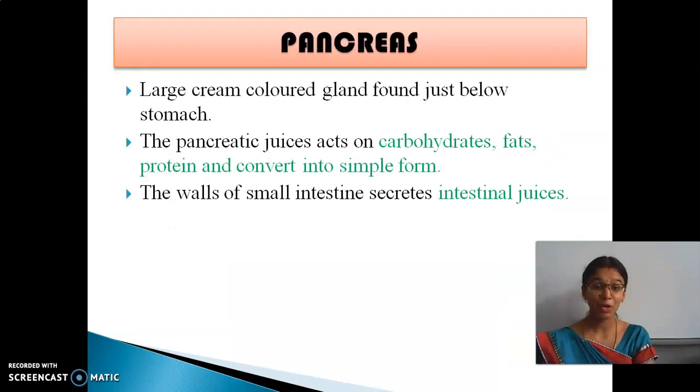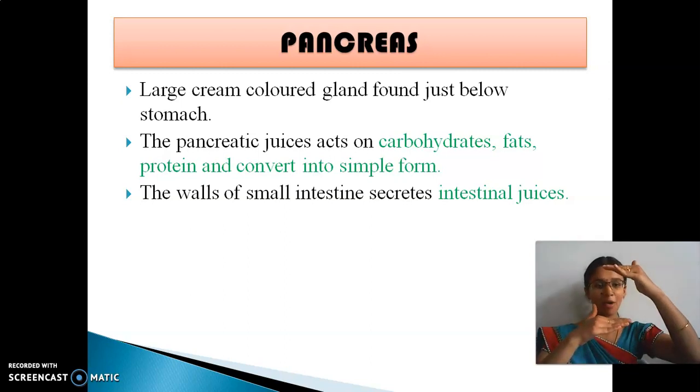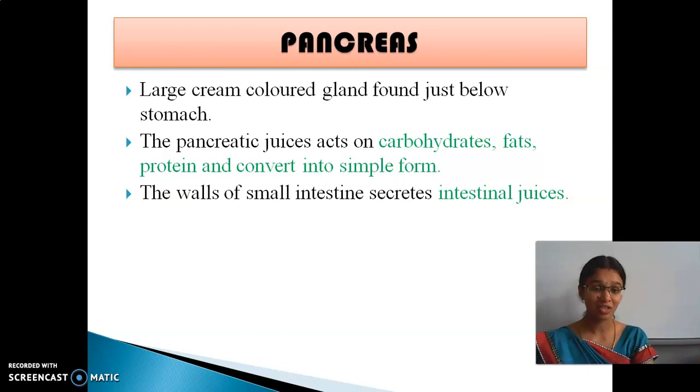Yes. In the next we are going to see about the pancreas. What is that? Pancreas. Pancreas secretes what? Pancreatic juices. Pancreas secretes pancreatic juices. So pancreas is a large cream colored gland. It is found just below the stomach. So liver is present above and the pancreas is present below. So pancreatic juices act on carbohydrates, protein and fat. So these pancreatic juices help in converting carbohydrates, proteins and fat into simpler ones.